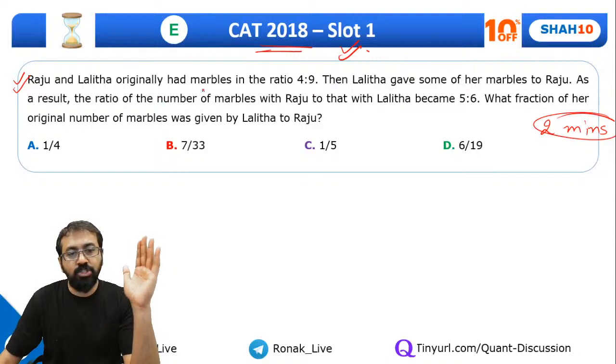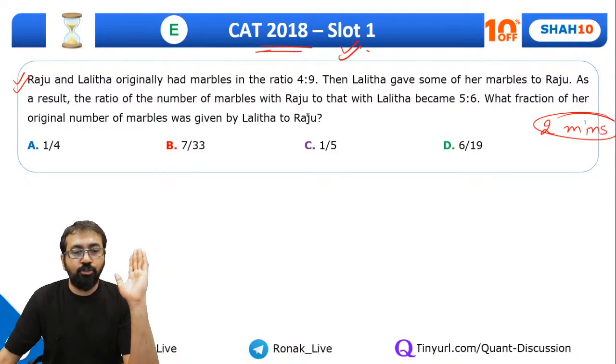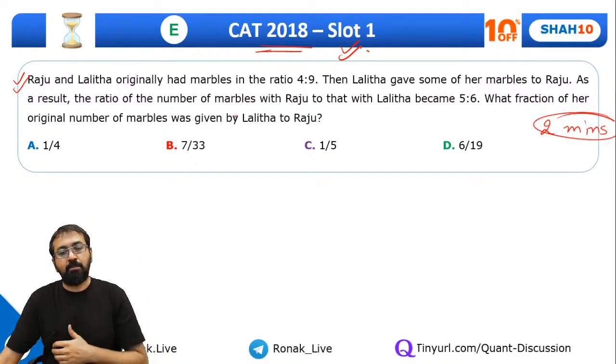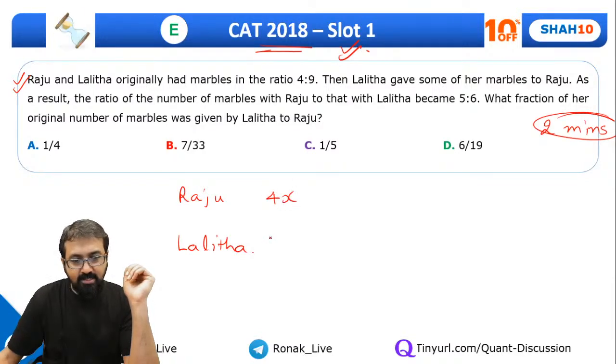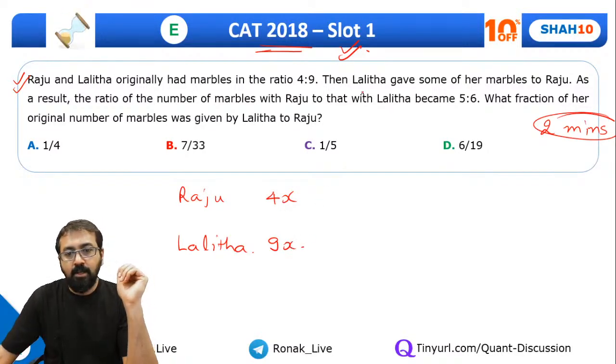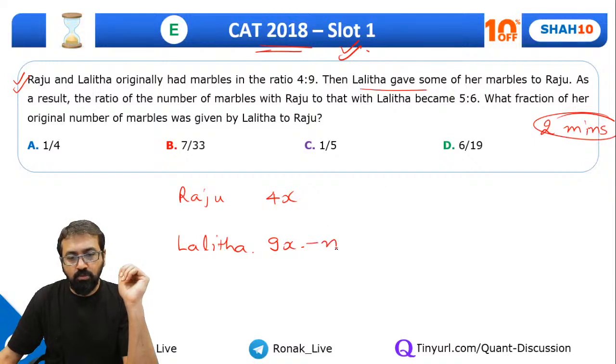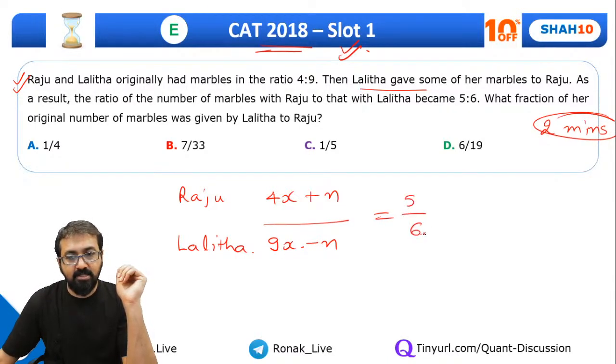Raju and Lalita originally had marbles in the ratio 4:9. Then Lalita gave some of her marbles to Raju. As a result, the ratio of the number of marbles with Raju to that with Lalita became 5:6. Okay, so Raju, Lalita, say 4x, 9x. Lalita gave some of her marbles to Raju. So let's assume that she gave n marbles to Raju. So now Raju has 4x plus n, Lalita has 9x minus n, and this ratio became 5/6, right?